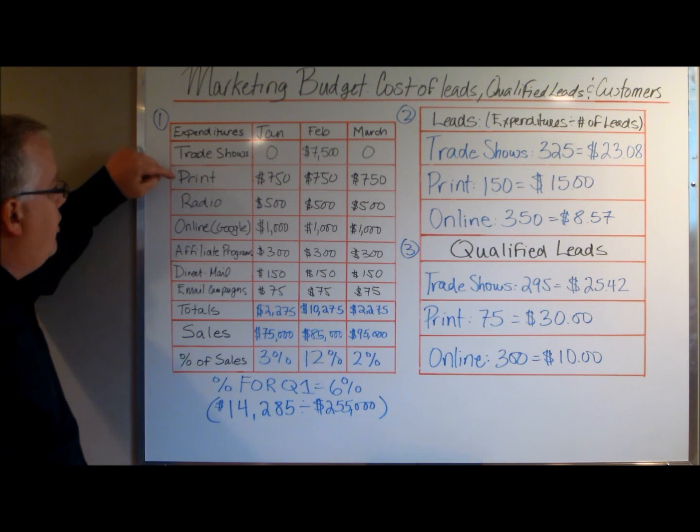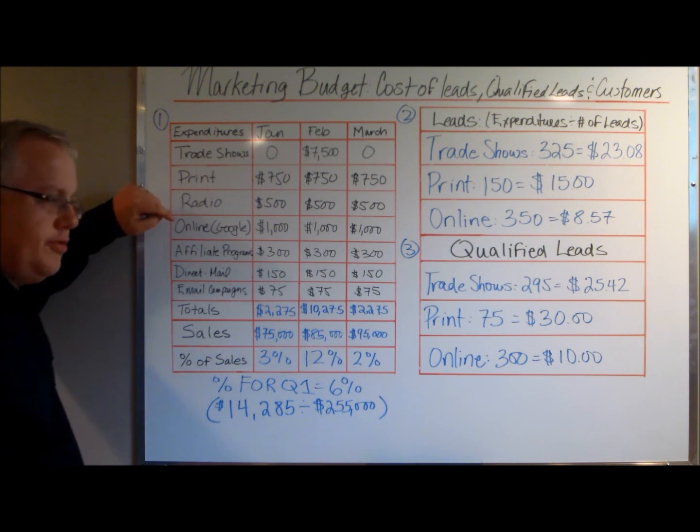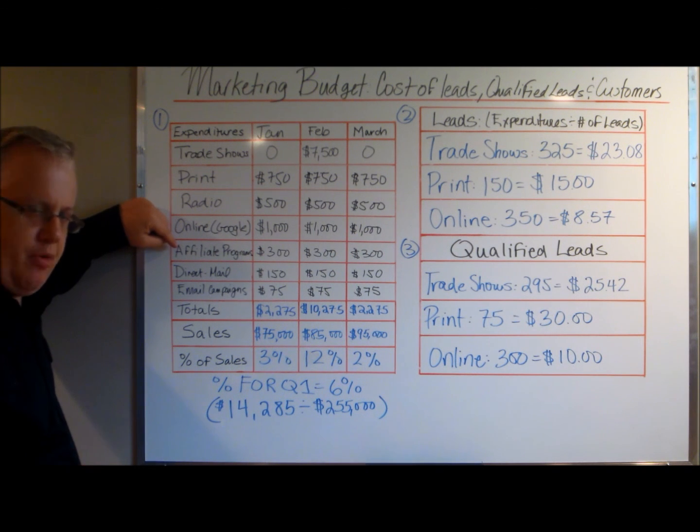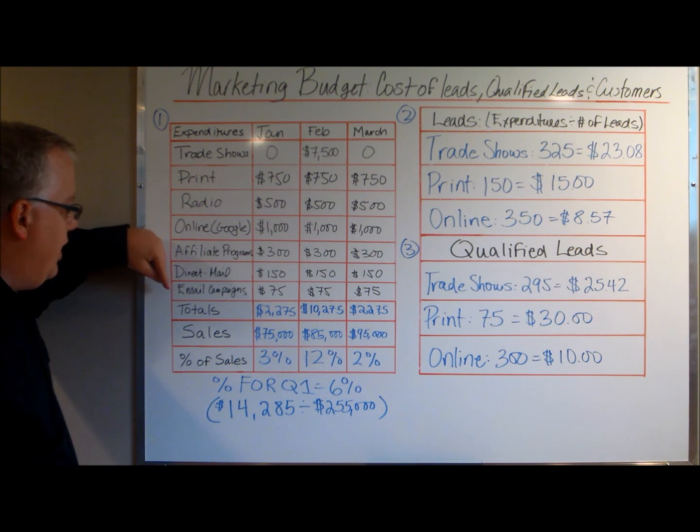They're using trade shows, print, radio, online advertisements, which is Google Ads, affiliate programs, which are similar to Google AdWords campaigns, pay-per-click campaigns, pay-per-action campaigns. And affiliate marketing is more niche marketing, specifically tailored to specific websites or blogs that decision makers attend to. Then you've got direct mail and then email campaigns.